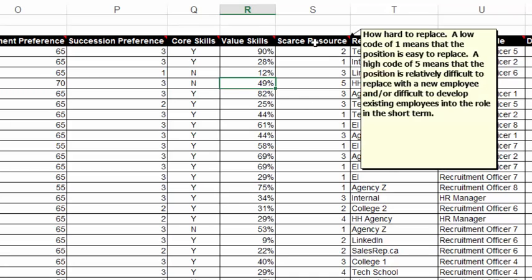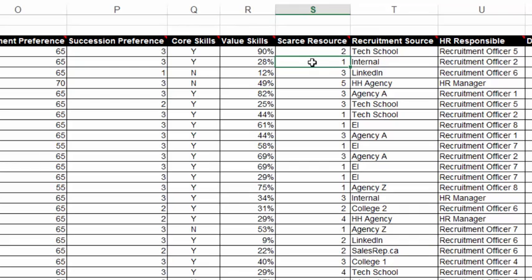Scarce resource on a scale of 1 to 5. So if you're a scarce resource 1, it means if you left for whatever reason or we fired you, you're easy to replace. A scarce resource 5 means you're not that easy to replace. You might be a high end engineer, a person with highly technical skills or management capability. We want to be careful about your succession or your retirement or your exit, right? So we can do analysis on that.